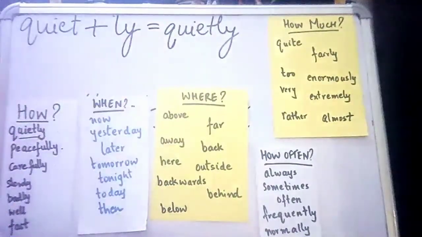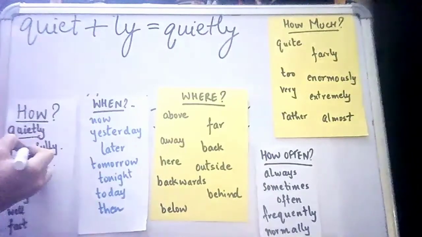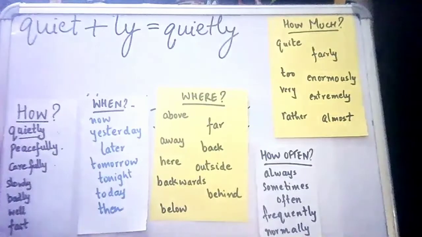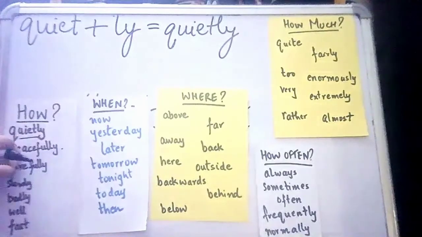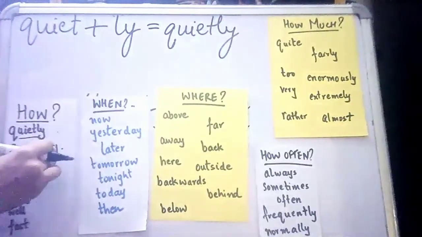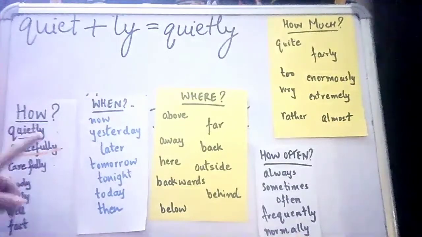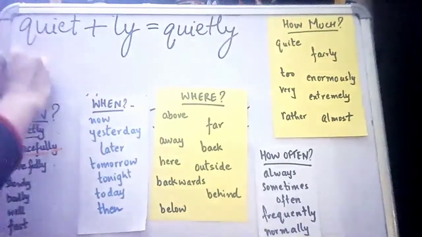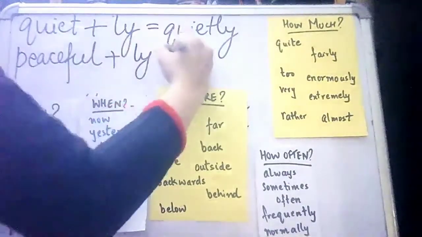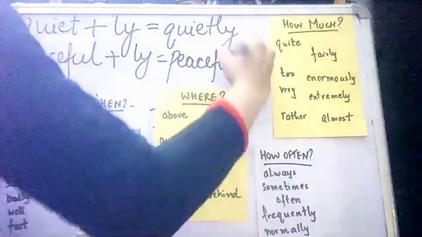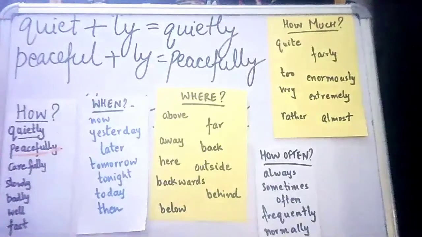Let's look at another example, peacefully. So you'll see peaceful plus ly becomes peacefully. So let's write and understand. Peaceful plus ly is equal to peacefully. So this is how we form adverbs, by adding ly to the adjectives, like careful plus ly carefully, slow plus ly slowly, bad plus ly badly.